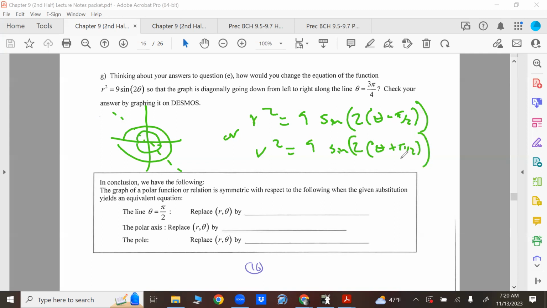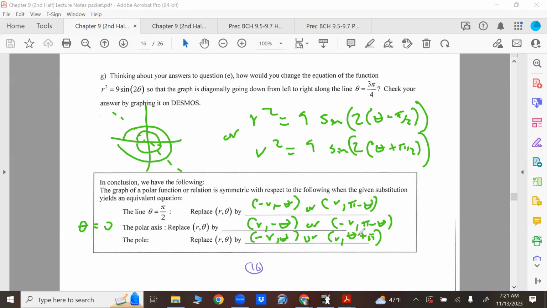There we go. So to be symmetric about the polar axis, which is theta equals 0, we need r of negative theta. Or you could think of it as negative r of pi minus theta. Or here, you could do negative r of negative theta, or you could think of it as r of pi minus theta. Or for the pole, which we just did, negative r of theta, or rotate 180 degrees, r of theta plus pi. That's how you can take a look.